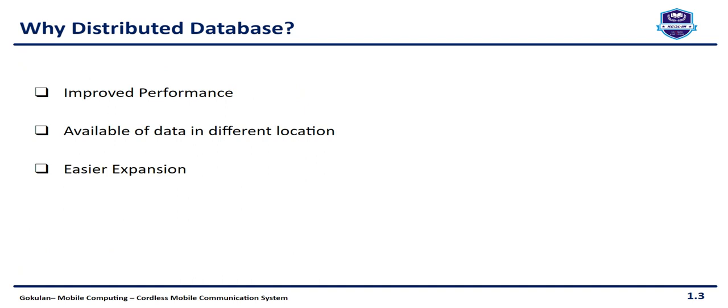So here we can use a distributed database. Then the data is located in different locations. Which means if a database server crashes at a particular location, then the same data can be utilized from a different database server located at a different location. Then expansion of the database, which means in a distributed environment, expansion of the database system in terms of adding more data or increasing database size is much easier.